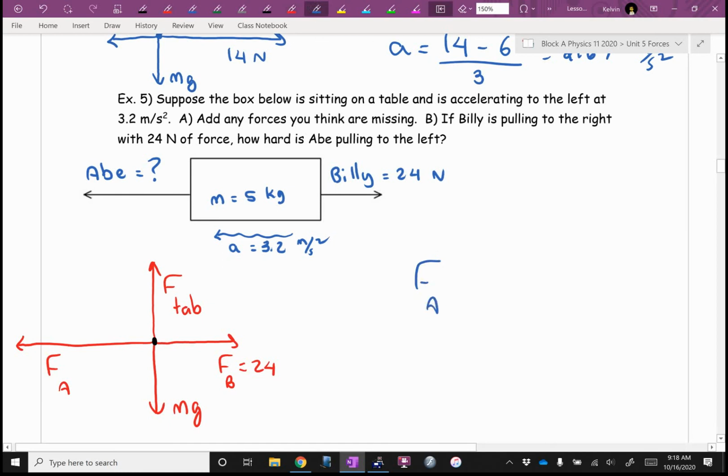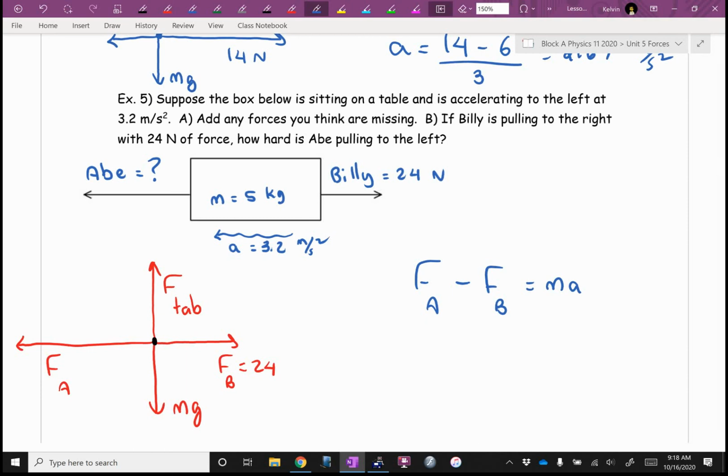Who's losing? Winner minus loser equals ma. Now you'll notice this time we made to the left positive because it made the math nicer. In the last unit, I would have let left be backwards and negative. Here, it's much nicer to do it this way.